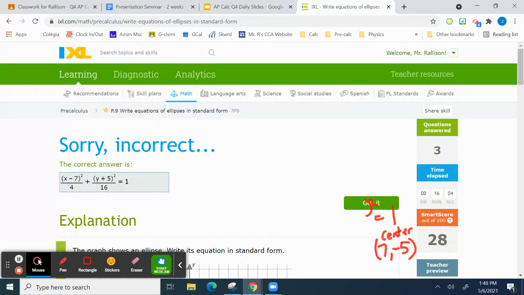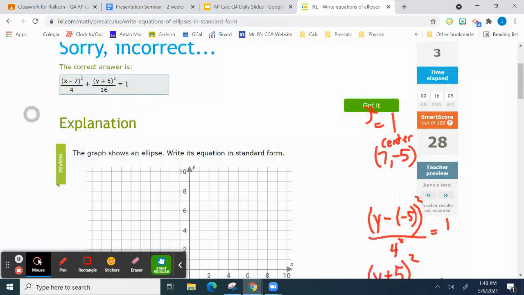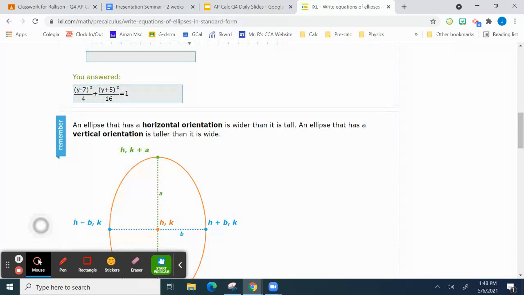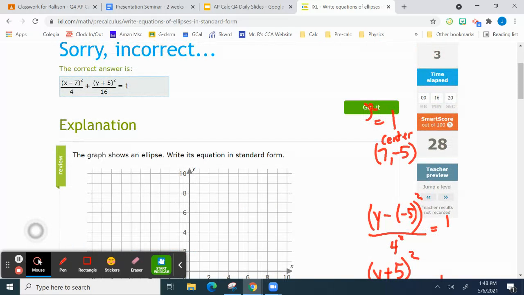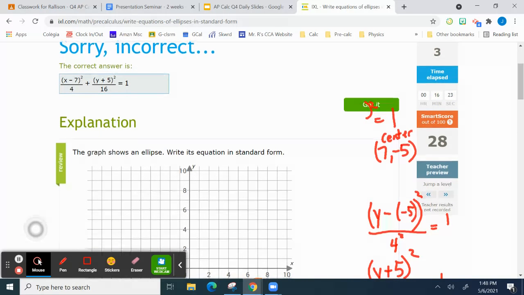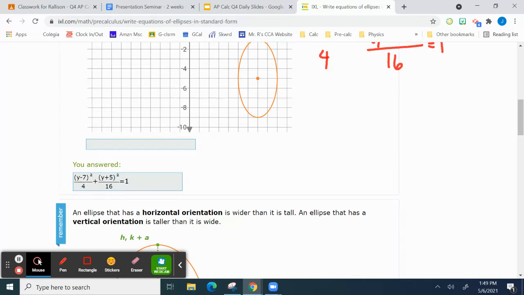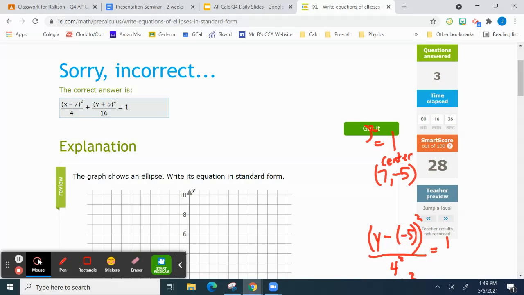Incorrect. What did I do wrong? (y minus 7) squared over 4 plus (y plus 5) squared over 16 equals 1. I just have some sort of funky spacing in there or something, don't I? Because that's the exact same equation. So that's right, and I don't know why it's wrong, but it definitely looks wrong.